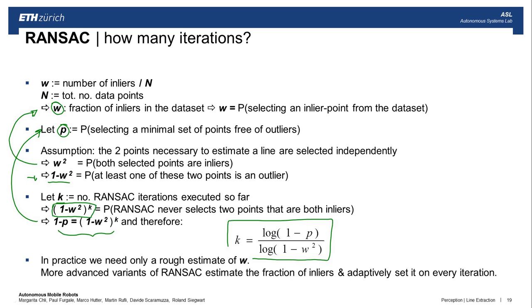Now, you can see that essentially we need W and we also need p. In practice, we only need a rough estimate of W, and some more advanced variants of RANSAC can estimate the fraction of inliers adaptively and set it on every iteration.